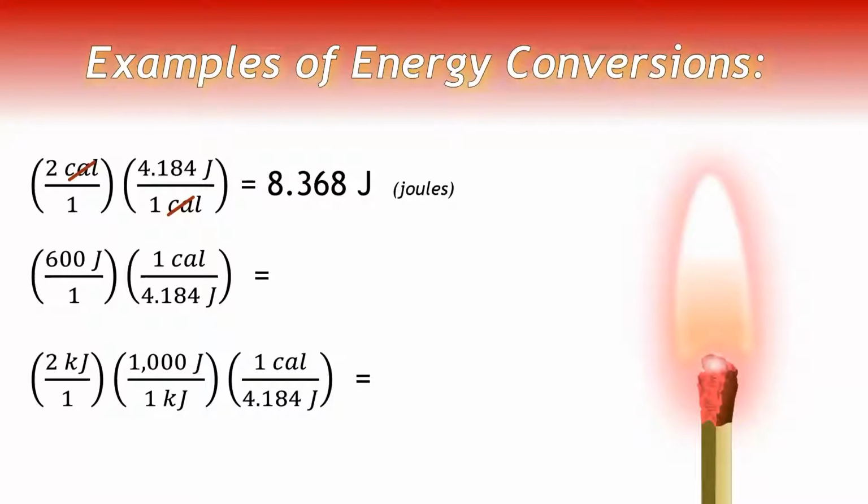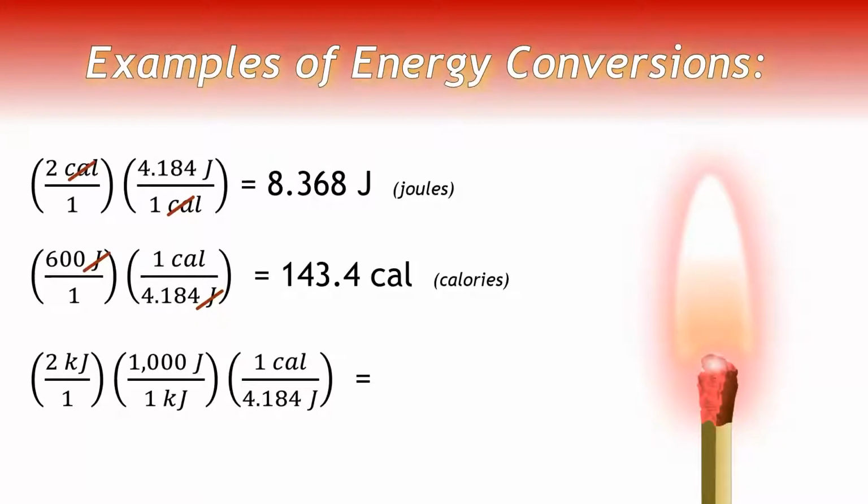Or we can have 600 joules over 1 multiplied by the same conversion factor, only flipped upside down. Here, the joules are canceled. We ignore the ones, and this is just division. 600 divided by 4.184 gives us 143.4 calories, because the calorie was the unit that wasn't canceled.